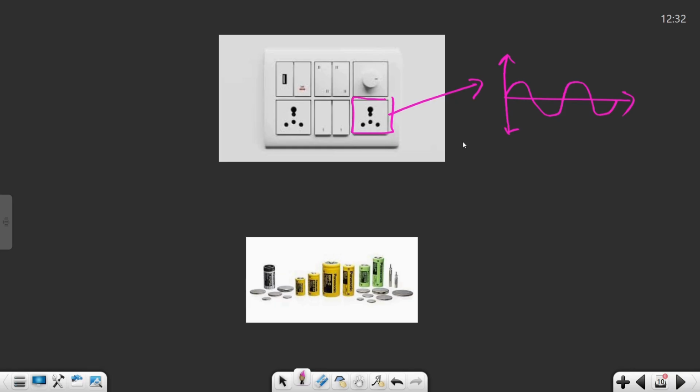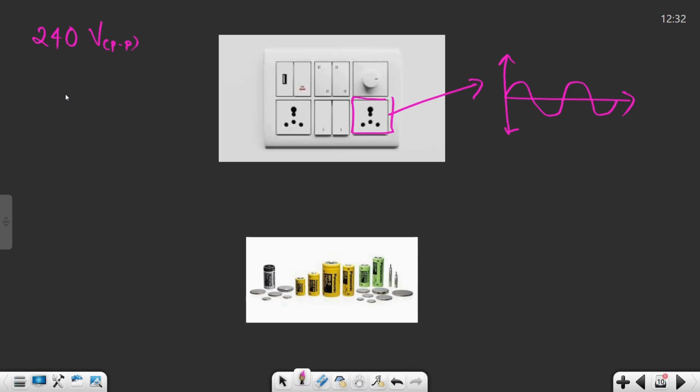I hope this particular part is clear. And the voltage is very, very high. It is not 5 volts, 10 volts, it is 240 volts, 240 volts peak to peak.